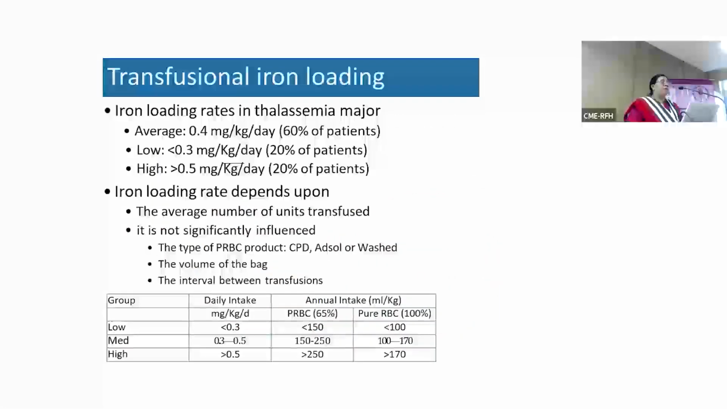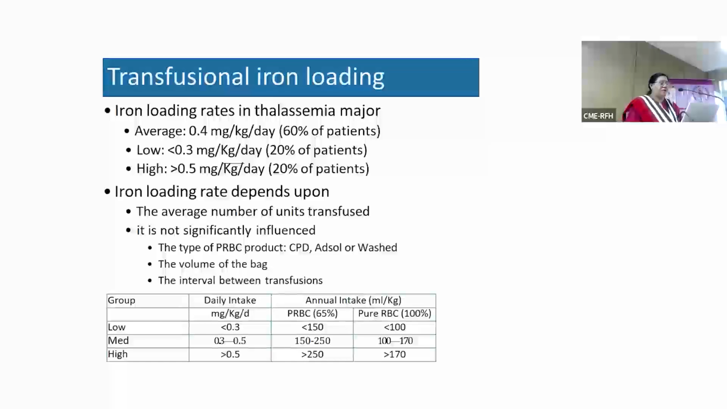So, what I want to stress is, on an average, in a thalassemic child, when he receives 150 to 250 ml of blood annually, then the amount of iron which is deposited is around in the range of 0.3 to 0.5 milligram per kg per day. So the bag which we give, the packed cells, is of a hematocrit level of 65 to 70%.